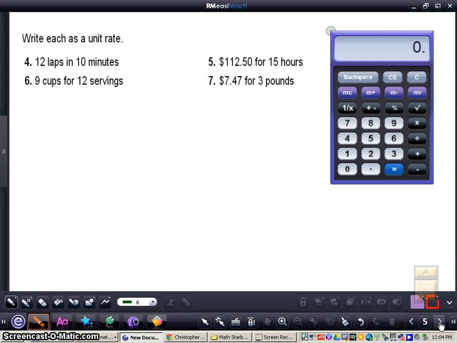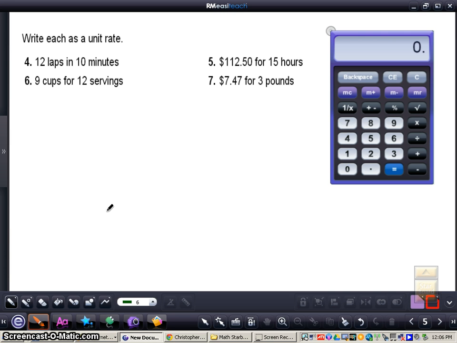Number 5, $112.50 for 15 hours, but we need to figure out how much money per hour. That's an example of a unit rate. Now it's important whenever you're trying to find the unit rate to divide the proper way, because you cannot just divide these numbers any old way.